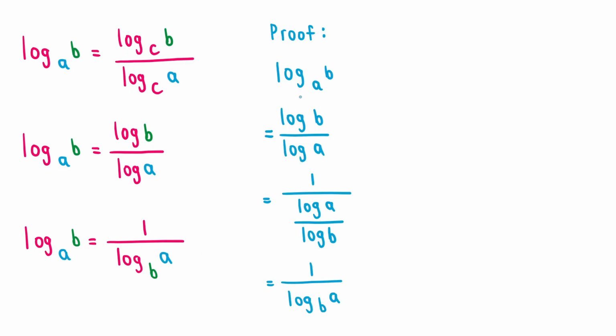If we start with log base a of b and use the change of base rule, we can rewrite this as log of b over log of a. If we divide both the numerator and denominator of this fraction by log of b, we end up with 1 in the numerator and log of a over log of b in the denominator. That's how we get this complex fraction. And if we use the change of base rule again, log of a over log of b is just log base b of a. So the entire expression is just equal to 1 over log base b of a. So log base a of b equals 1 over log base b of a.